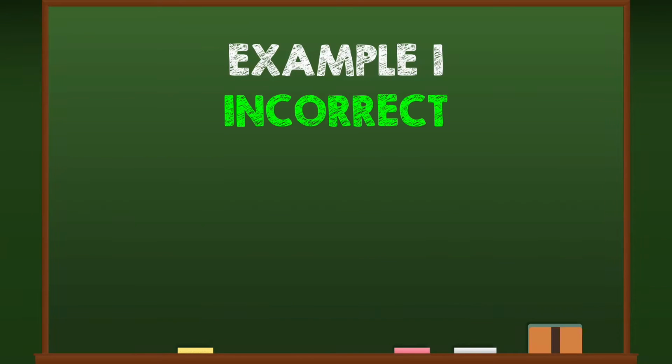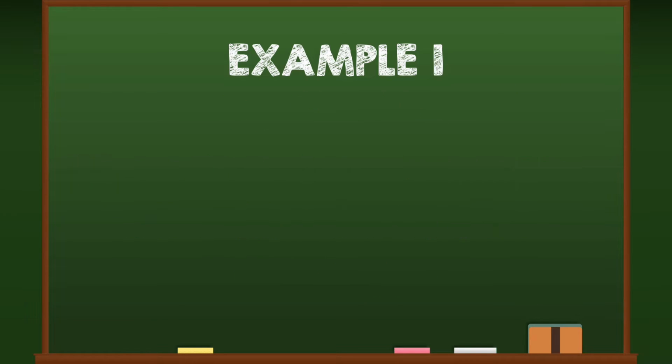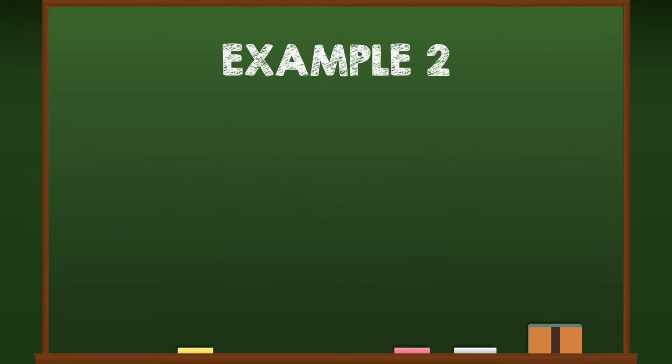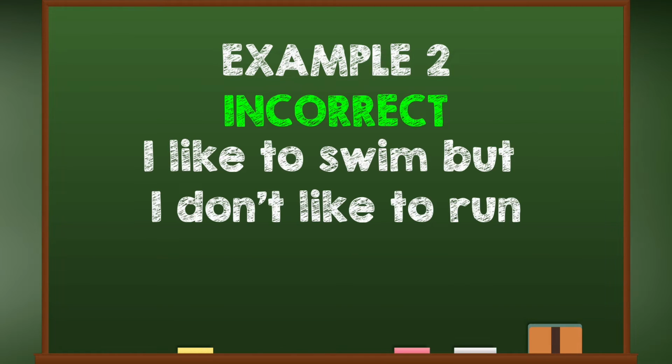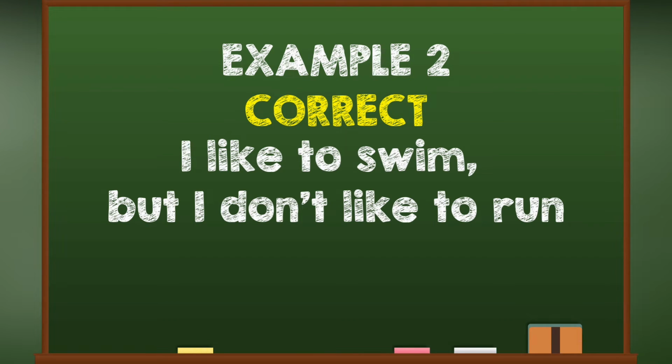Example 1. This is incorrect. I went to the store and bought milk, bread, and eggs. Correct. I went to the store and bought milk, comma, bread, comma, and eggs. Example 2. This is incorrect. I like to swim, but I don't like to run. Here's the correct version. I like to swim, comma, but I don't like to run.